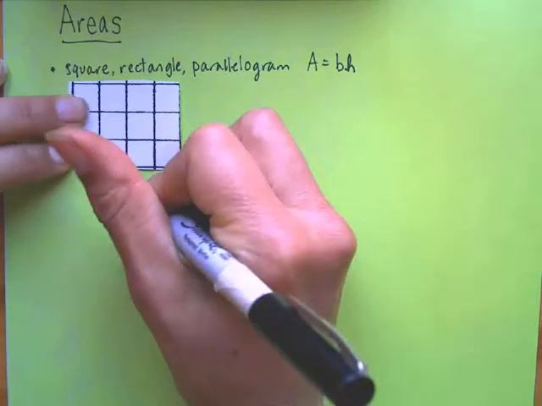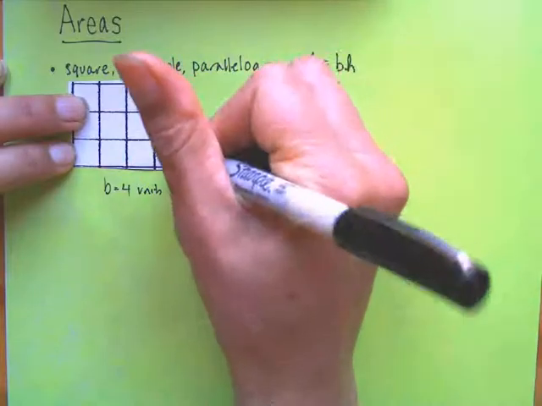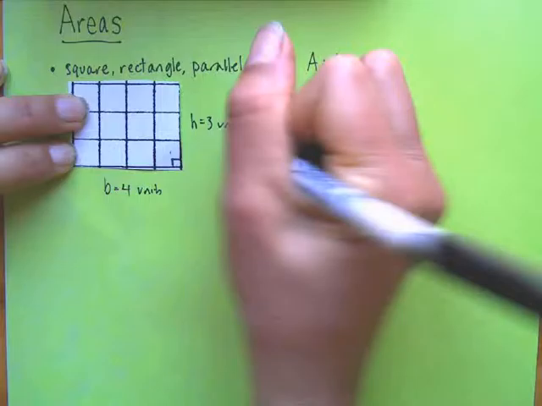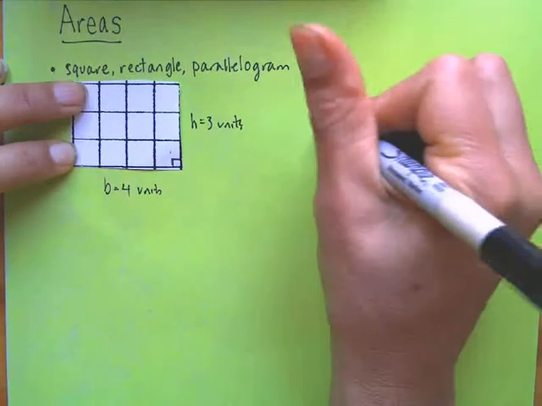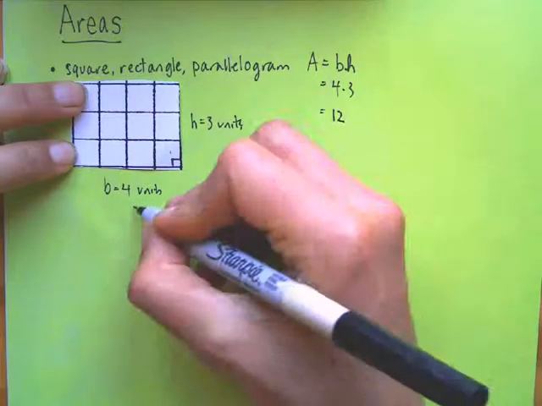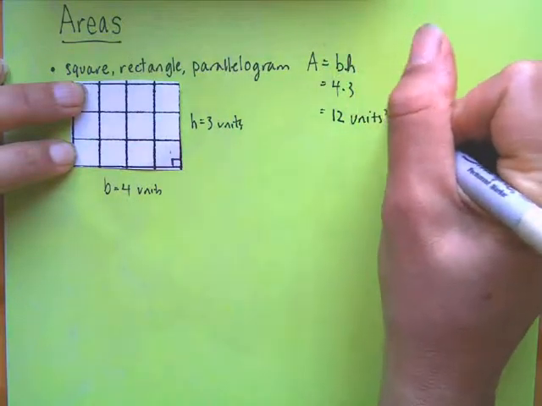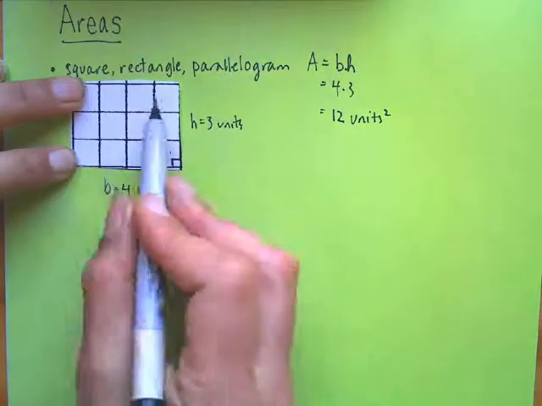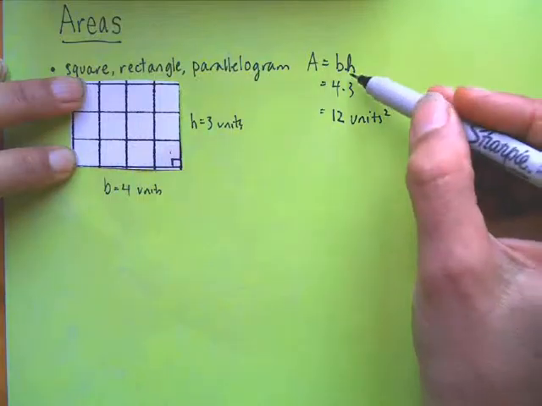4 units, and the height is 1, 2, 3 units. So 4 times 3 gives us 12, and it's units times units, so we get units squared. And if you count them, you could actually count that there are 4, 3 times, so 4 times 3 is 12 units squared. So look how the work is set up.